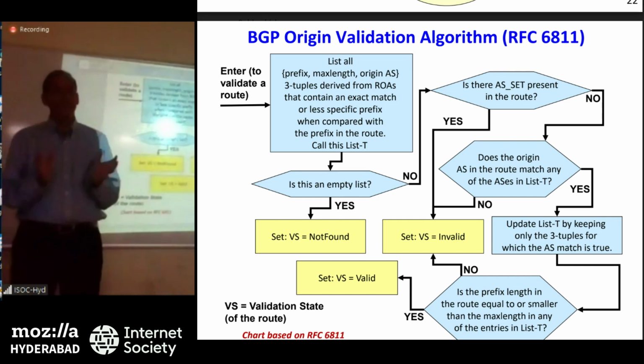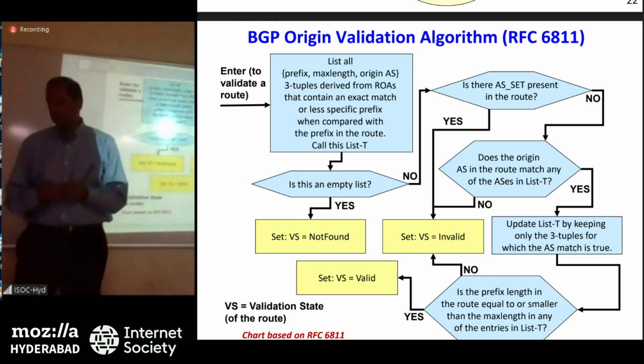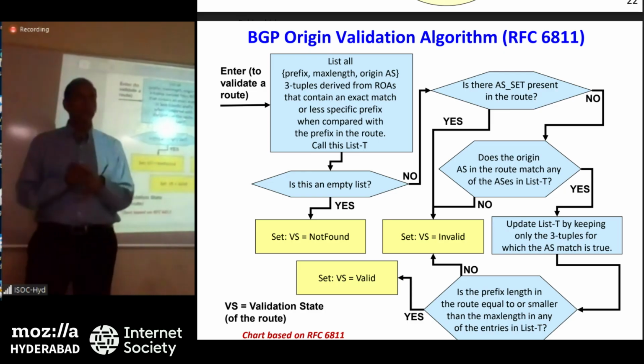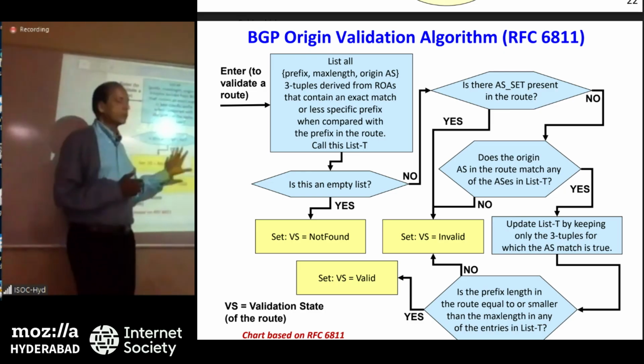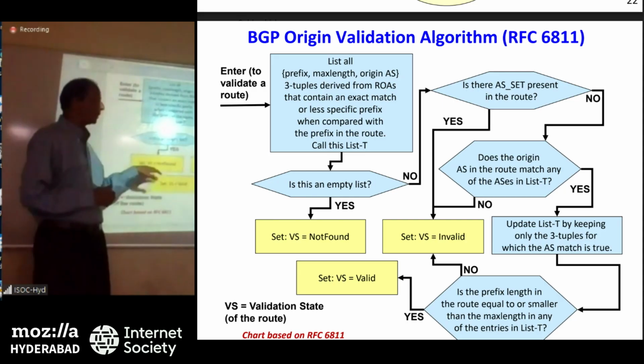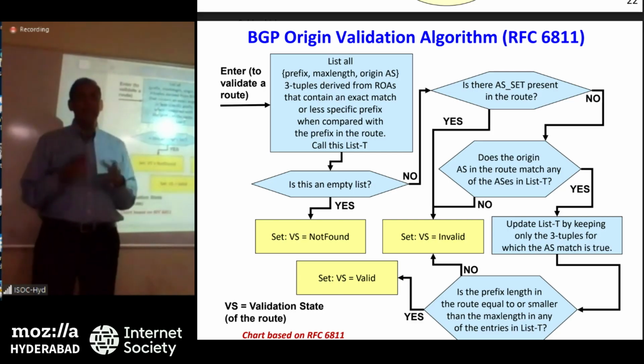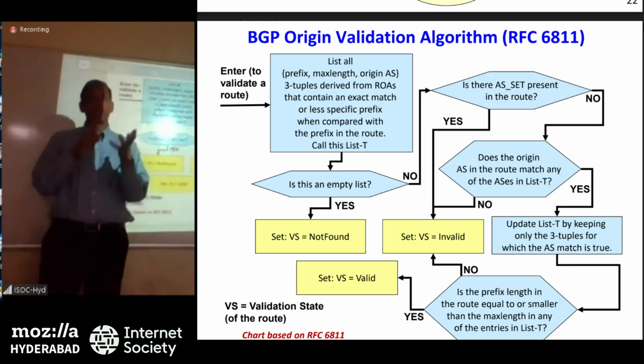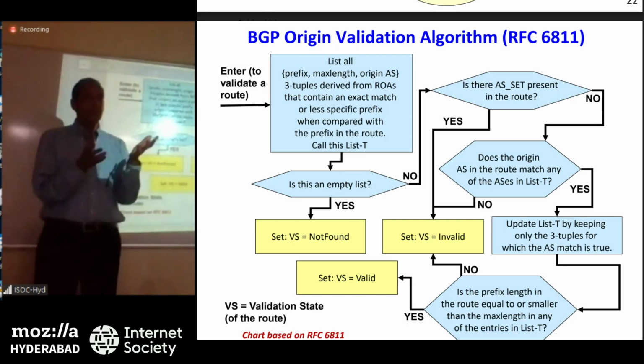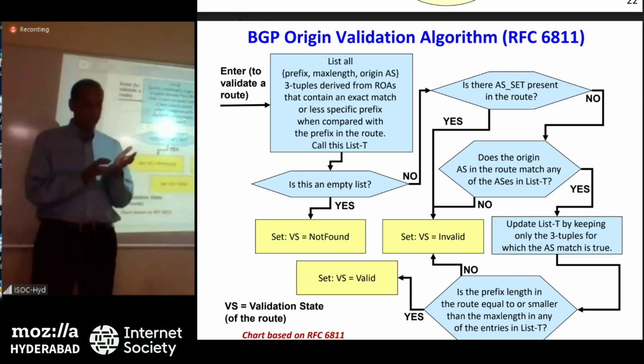So that's the majority of the cases right now, and so then you need some algorithm to decide. So this outcome, valid, invalid, not found, is input into the path selection process. And in the path selection process, normally you apply, I prefer customer route over a provider or peer route. That is one policy that you may apply. And typically ISPs apply that policy.